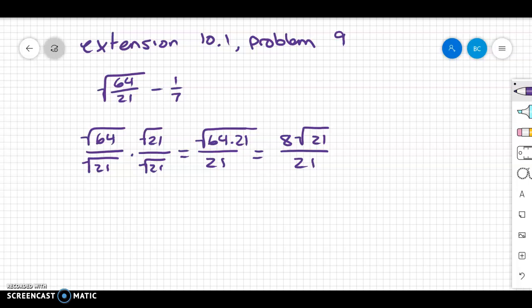Next up, I know that I'm going to subtract 1/7 from it, but in order to subtract a fraction from a fraction, I need a common denominator. So I'm going to change 7 into 21. That makes my numerator 3. And at that point, I don't have like terms. So this has a square root of 21. This does not. So there's nothing I can do to simplify when they don't have a like term. So my numerator becomes 8 times the square root of 21 minus 3 all over 21. And I am done simplifying that expression.